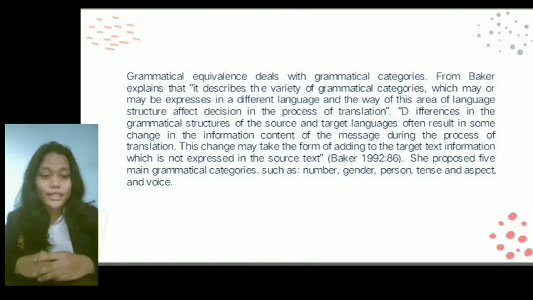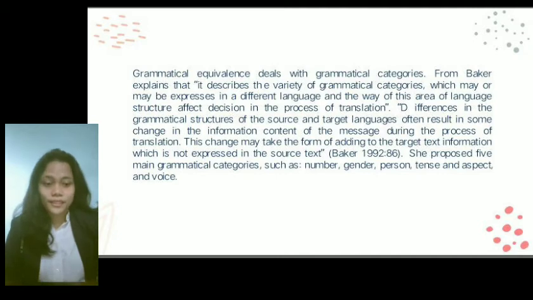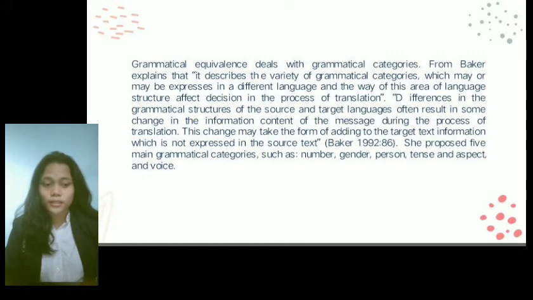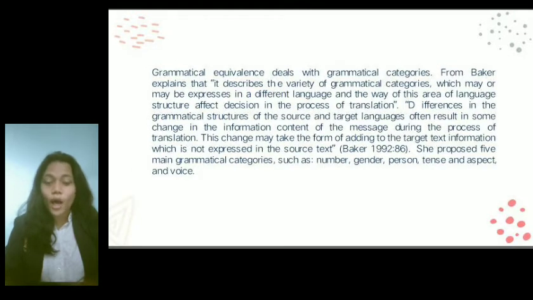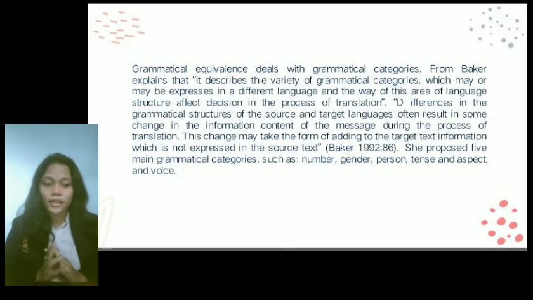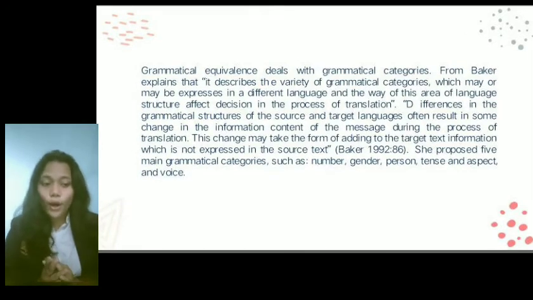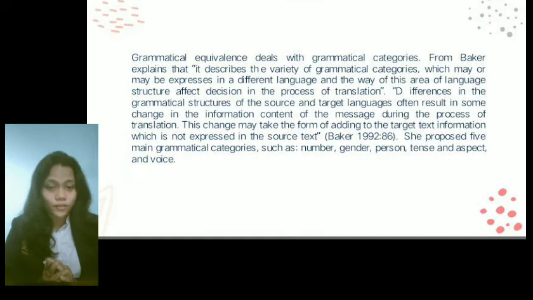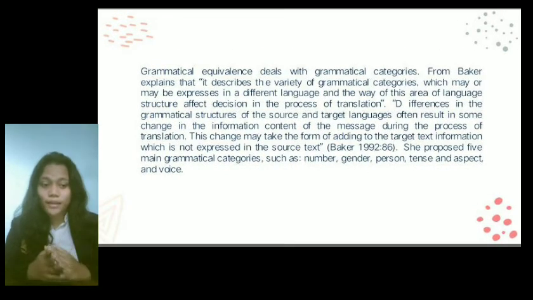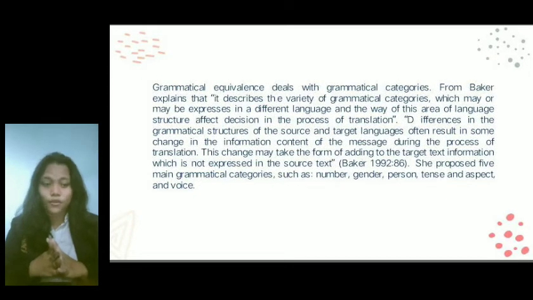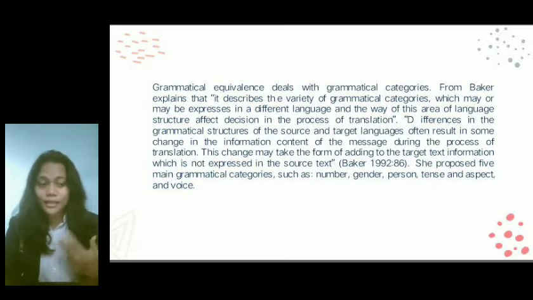Baker explains that it describes differences in the grammatical structures of the source and the target language, which often result in some change in the information content of the message in the process of translation. This change may take the form of adding information to the target text which is not expressed in the source text. Baker, 1992, page 86. He proposed five main grammatical categories: number, gender, person, tense and aspect, and voice.